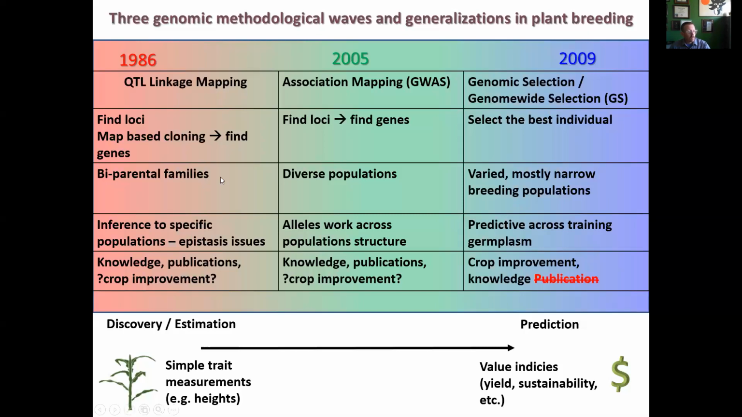So really this has been a change from discovery or estimating effects to predicting the best genotypes. And that's really what we want to do in plant breeding anyway. We want to predict the best genotypes. We've also gone from simple trait measurements, and so a lot of the QTL linkage mapping material was often on fruit color or plant height. And as we're getting into prediction, we're considering value indices now, like, is there a value to sustainability that we can select on? Is there a value to yield or the seed size? Taste, nutrition, cultural preference.